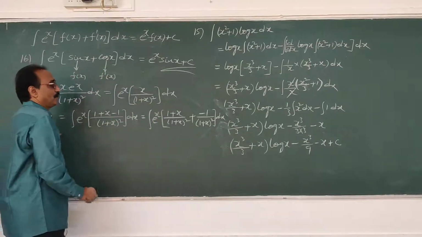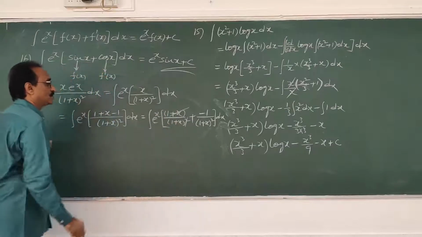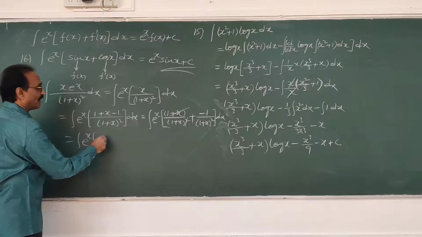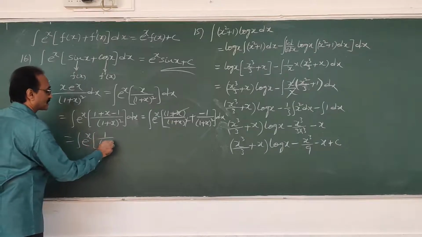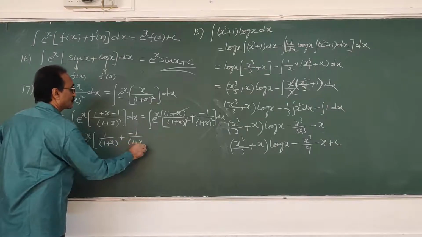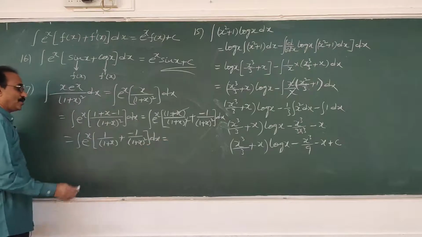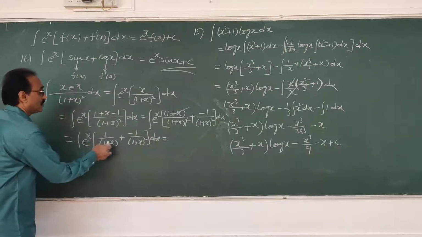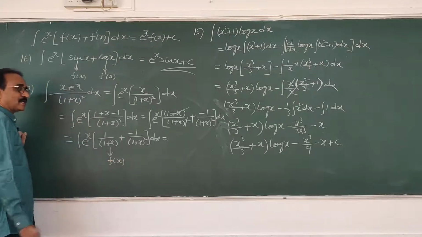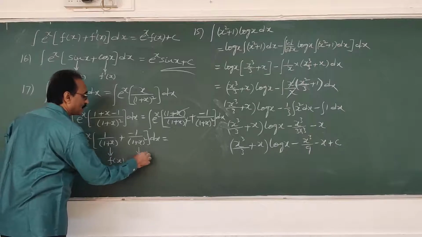Now you see what will happen. Here 1 plus x in the numerator and 1 plus x square in the denominator cancel. So what is left over? E power x into 1 by 1 plus x, plus minus 1 by 1 plus x whole square dx. Now you see, my dear students, now I know derivatives well. So consider this 1 by 1 plus x as f of x. What is the derivative of 1 by 1 plus x? Minus 1 by 1 plus x square. This is nothing but f dash x.